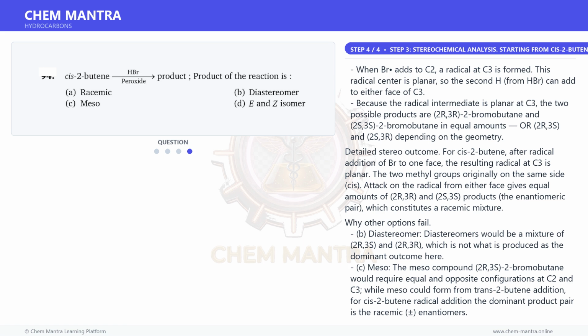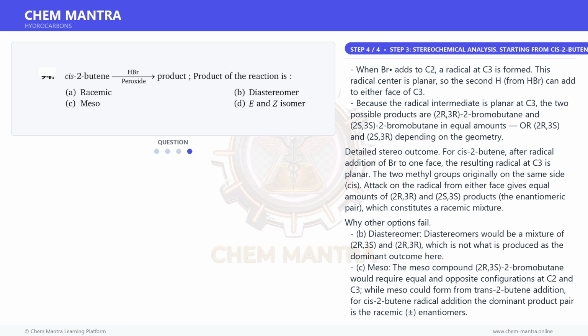Why other options fail? B. Diastereomer. Diastereomers would be a mixture of 2R, 3S and 2R, 3R, which is not what is produced as the dominant outcome here. C. Meso. The meso compound, 2R, 3S, 2-bromobutane would require equal and opposite configurations at C2 and C3, while meso could form from trans-2-butene addition. For CIS-2-butene radical addition, the dominant product pair is the racemic, plus or minus, enantiomers.